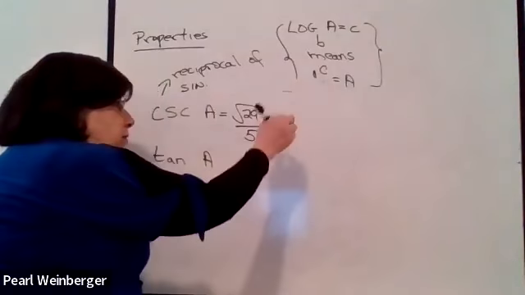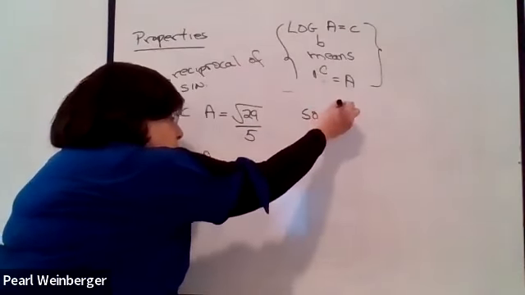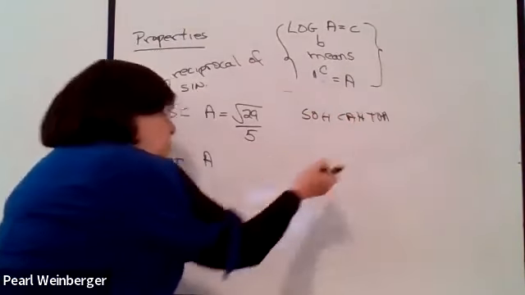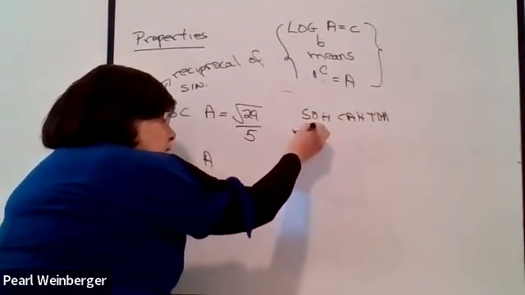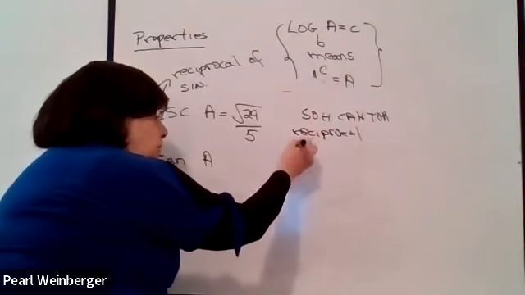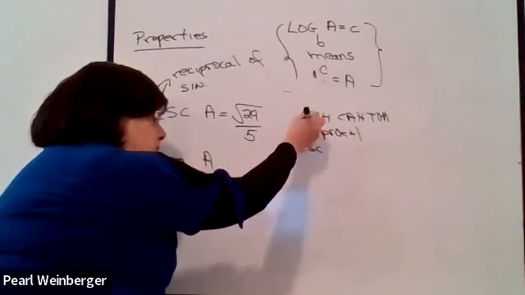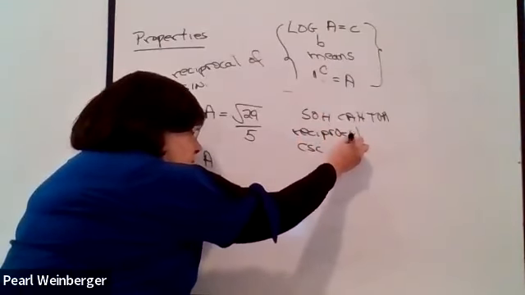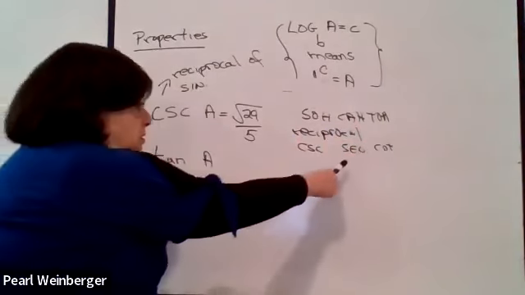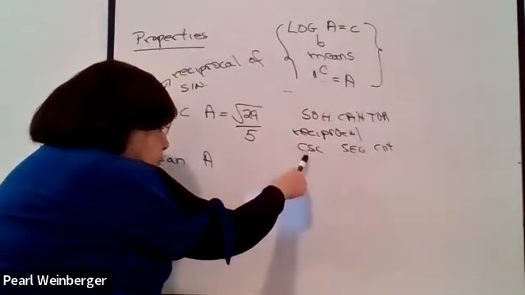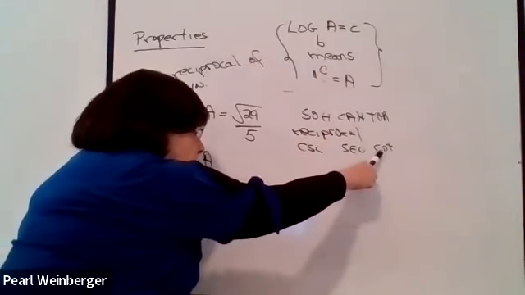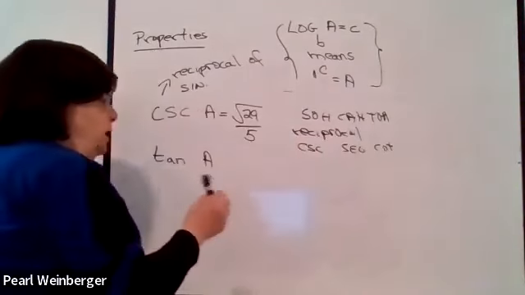There is SOHCAHTOA, the sine, cosine, and tangent that you probably remember. The reciprocal ones, there are 3 other functions. The cosecant, CSC, is the reciprocal of the sine. The secant, SEC, is the reciprocal of the cosine. And the cotangent, COT, is the reciprocal of tangent.